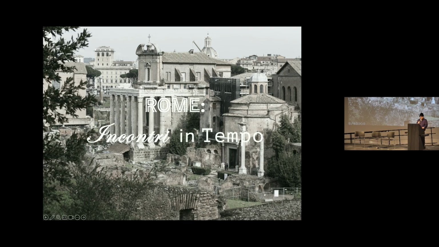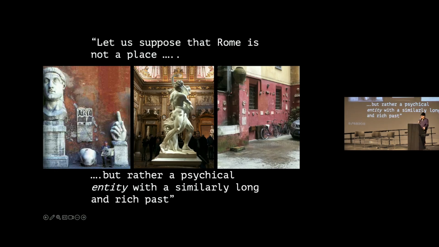And I'm interested in this notion of the simultaneity of Rome as a phenomenon. And I think to understand Rome as an exercise in lamination and delamination qualifies it to be an experience of something quite contemporary conceptually. This quote: let us suppose that Rome is not a place, but rather a psychical entity, with a similarly long and rich past.